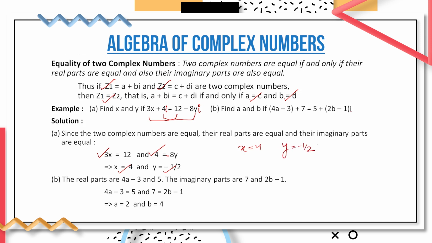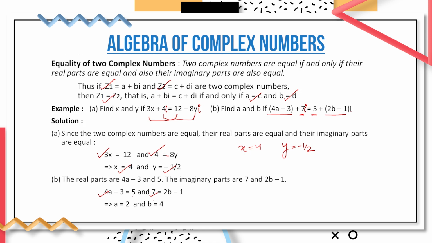On the same lines, if we are given say 4a minus 3 plus 7i and 5 plus 2b minus 1i be two complex numbers and they are equal, then comparing the real and imaginary parts, we will get 4a minus 3 equal to 5. On the same lines, comparing the imaginary part, 7 will be equated to 2b minus 1.